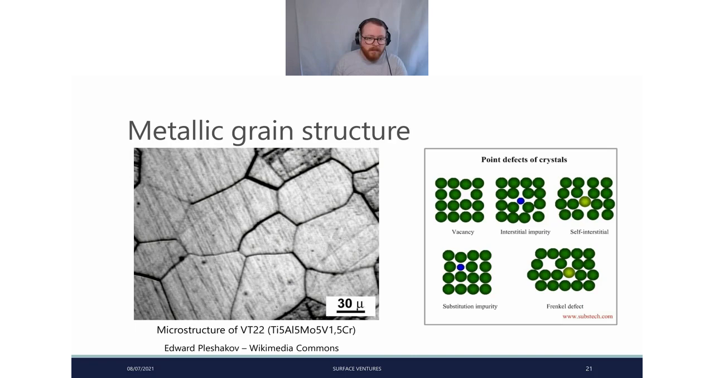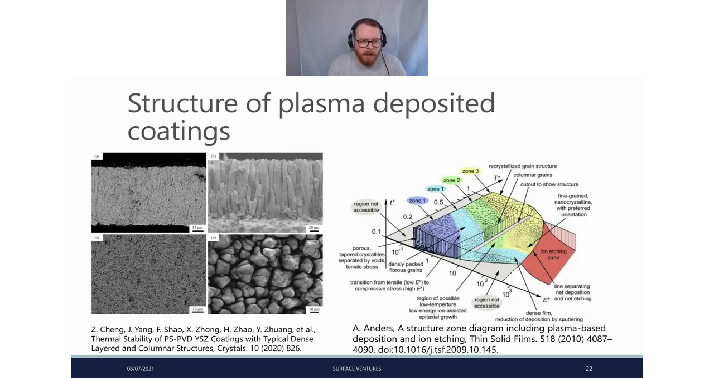While we're talking about different types of structures, there are various different structures in plasma deposited coatings. These can vary from very large recrystallized grain structures at high temperatures of deposition, going towards nanocrystalline regions, to more porous tapered columnar structures, such as what we see here with this yttrium stabilized zirconium coating.